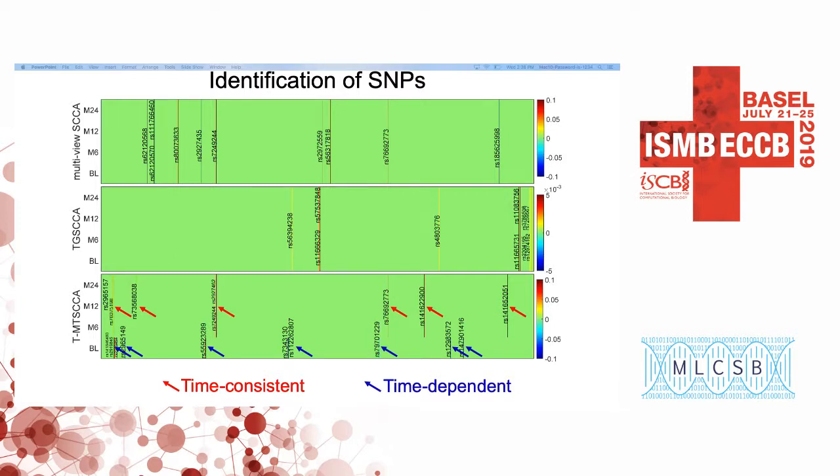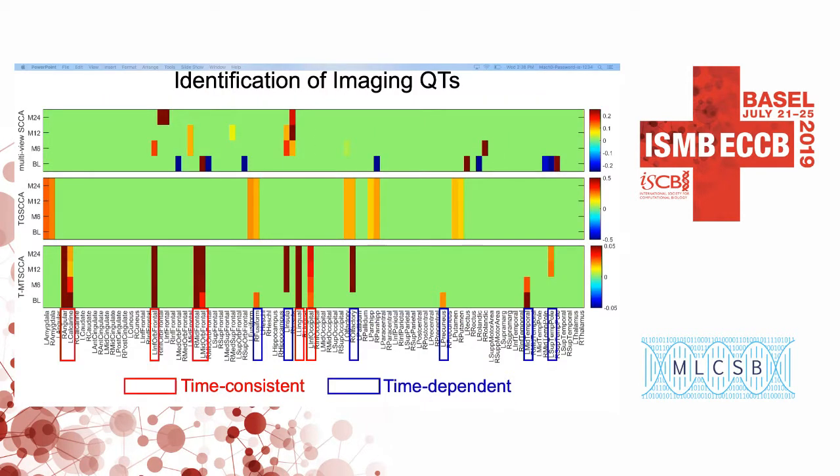time. This figure shows identified imaging QTs. The result is the same as on the SNPs. Both benchmarks can only find the time-consistent imaging QTs, while our method can find both.